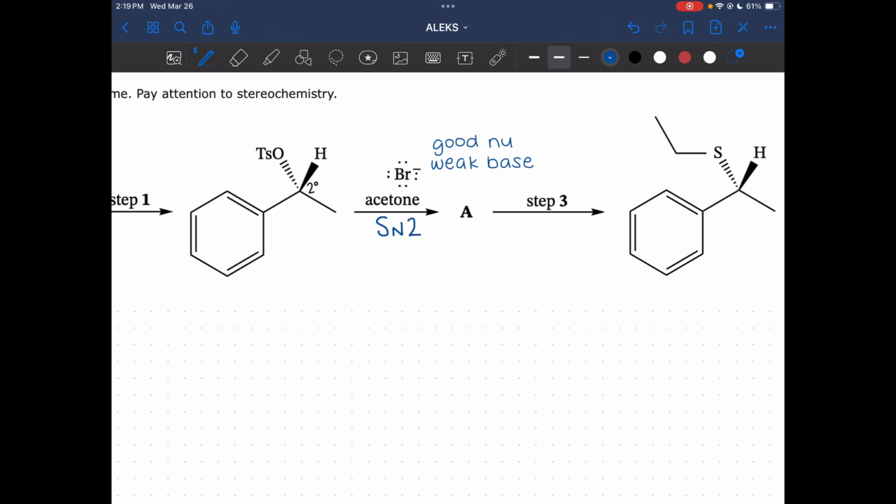And again, the acetone is just the solvent. It's polar aprotic, so it's not going to interact with this negative charge on the bromine. So that's just a fair fit for the solvent. Of course, it's not going to influence the type of reaction.